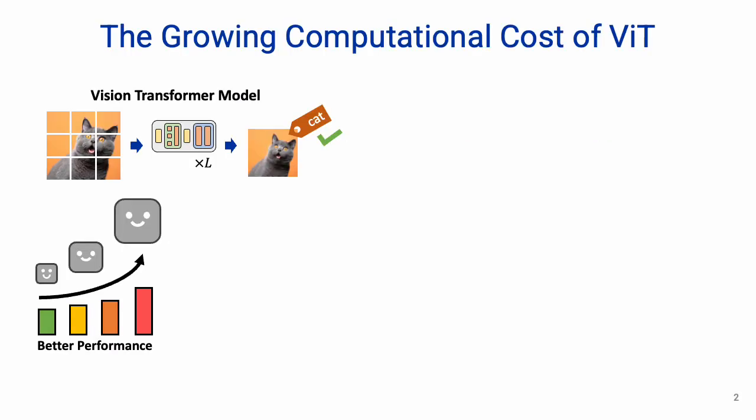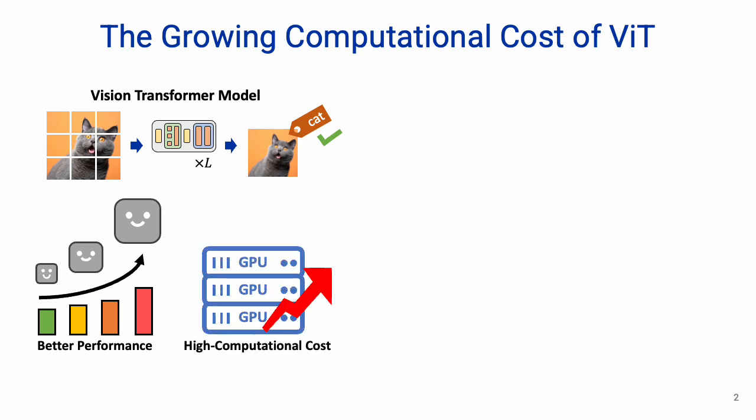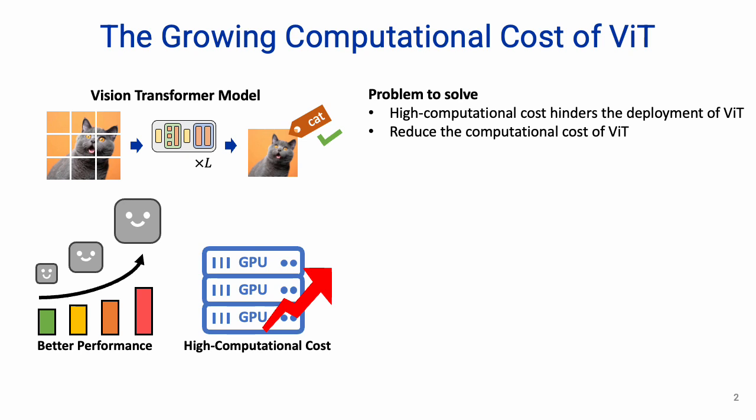Vision transformers have increasingly demonstrated remarkable capability in various applications, and their performance has become better and better day by day. However, we face a significant challenge in leveraging this powerful model in real-world applications because of its growing computational cost. To alleviate this issue and allow the vision transformer to be deployed in real-world applications, this research tried to reduce the high computational cost of the ViT.